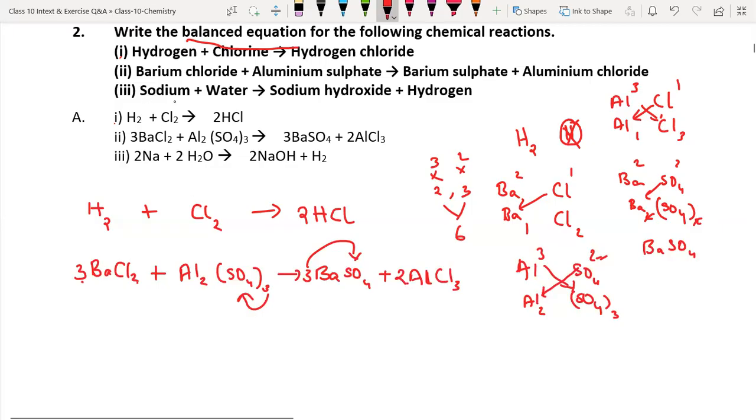Next, third one, sodium plus water gives rise to sodium hydroxide plus hydrogen. Sodium Na, here you can use Na, don't use Na2, plus water, chemical formula of water is H2O, gives rise to sodium hydroxide. How to write sodium hydroxide? You see sodium Na, hydroxide OH, NaOH. Sodium atomic number is 11, 1 is the valency, hydroxide valency is 1, 1 goes to sodium, 1 goes to hydroxide. So simply you can write it as NaOH plus hydrogen.